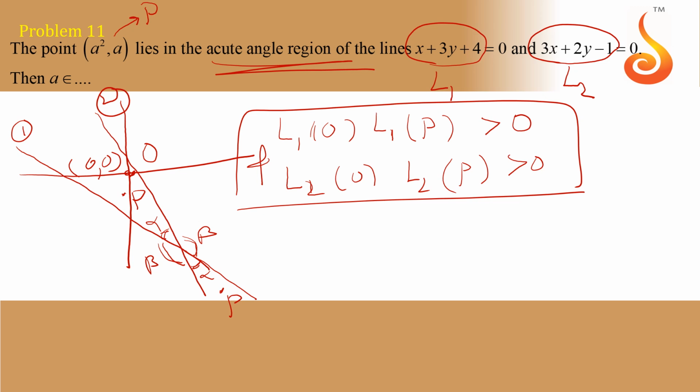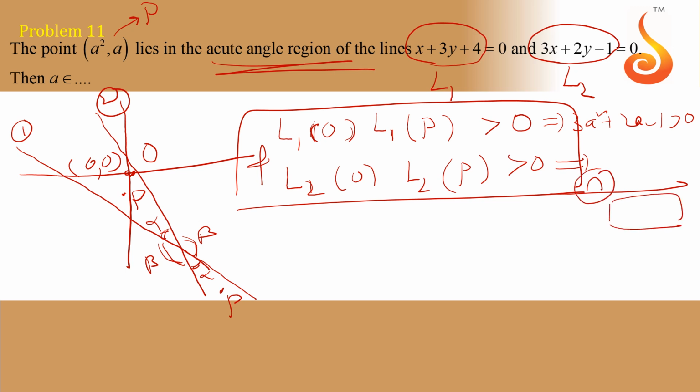What is L1 of origin? L1 of origin is 4. L1 of P, substitute: 3a square plus 2a minus 1. So you are going to get 4 times (3a square plus 2a minus 1) greater than 0. Similarly, you will get one inequality here with a. And then you have to solve those inequalities and take the intersection, the common region, but it is not yet completed.